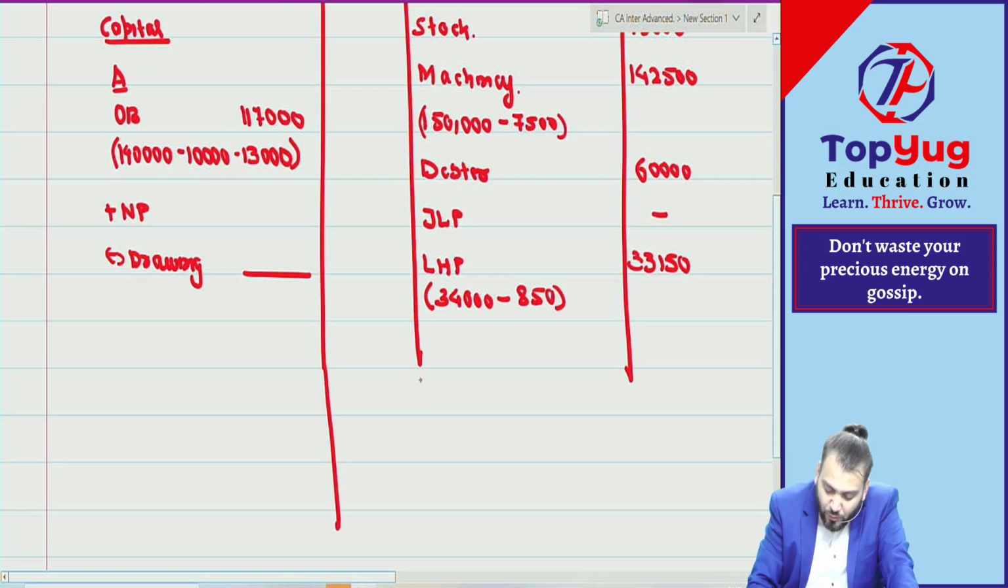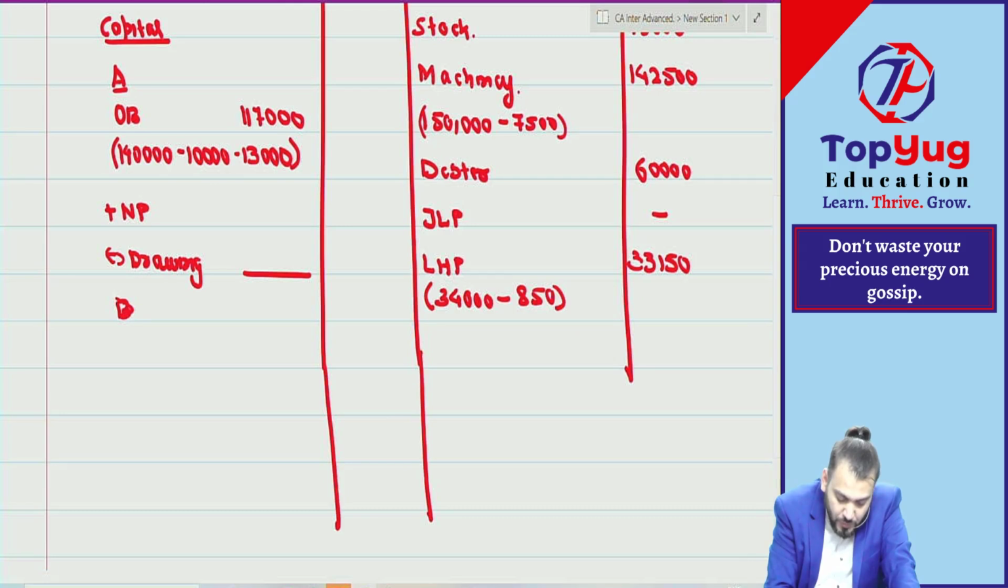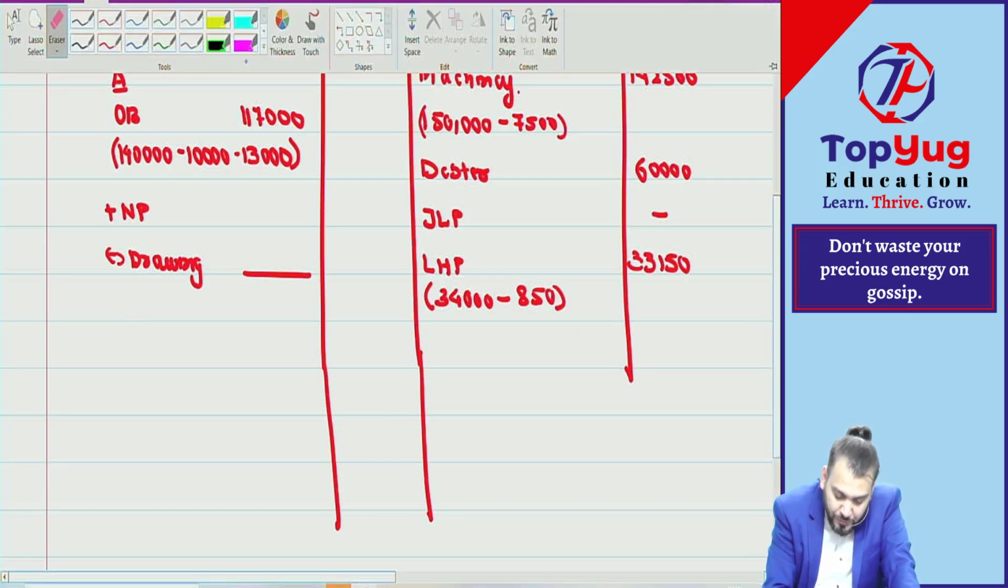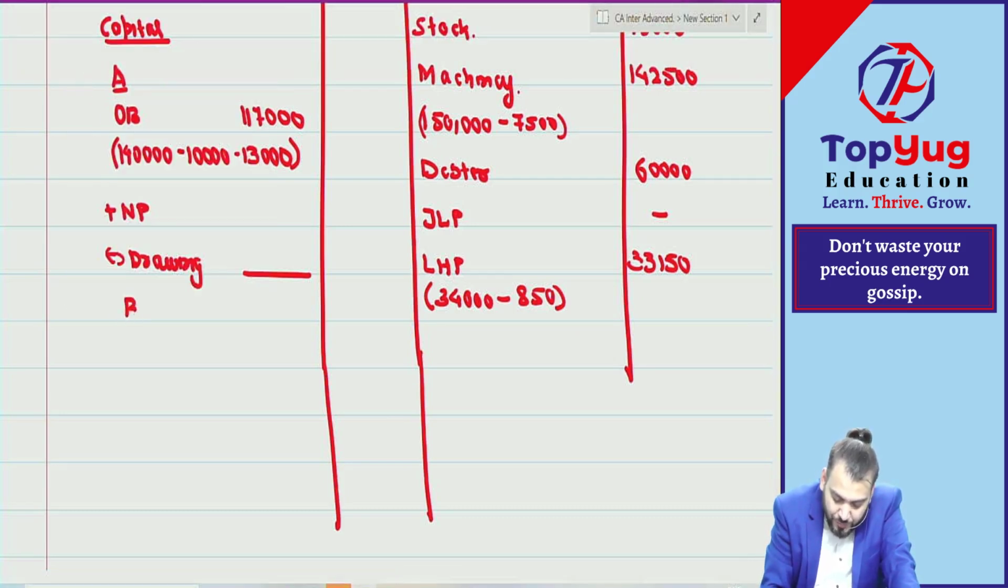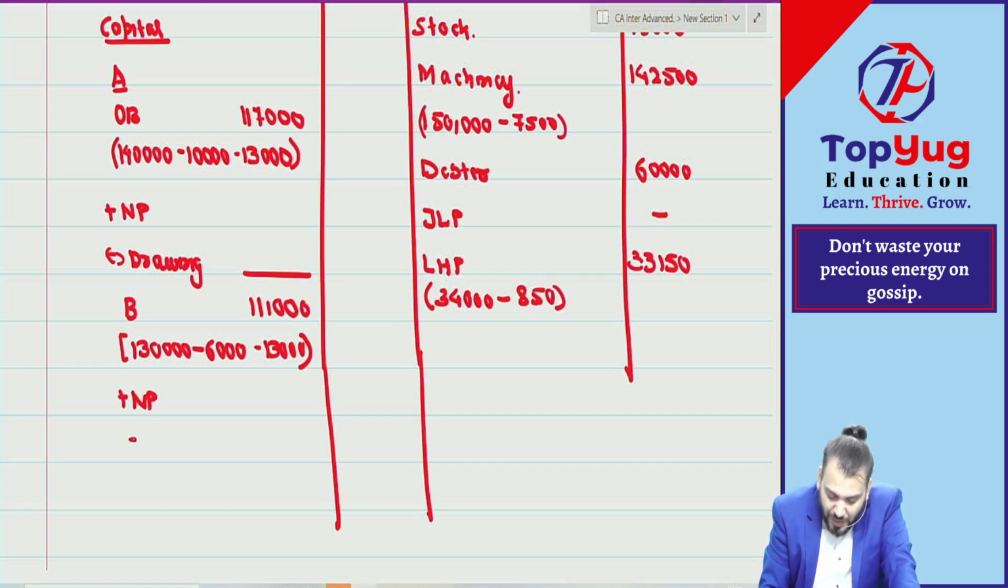Similarly we will do it for B. Tell me, for partner B, the opening balance will be what? 1,30,000 minus 6 minus 13 is equal to 1,11,000, plus or minus drawing.